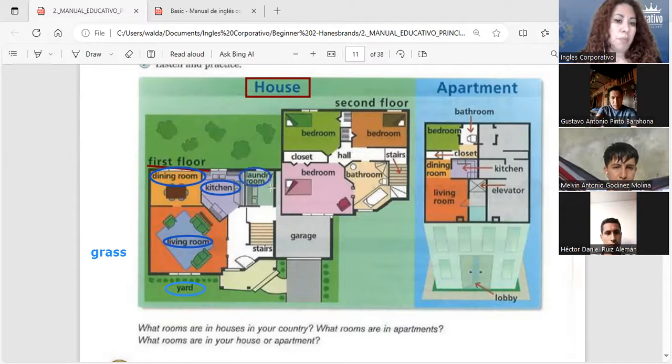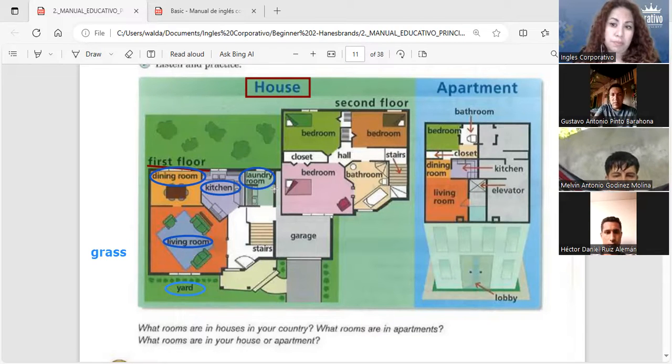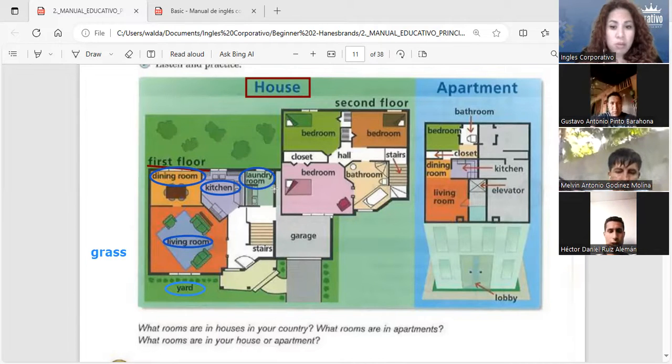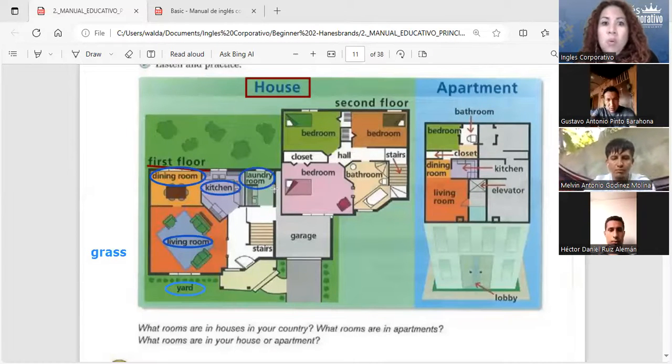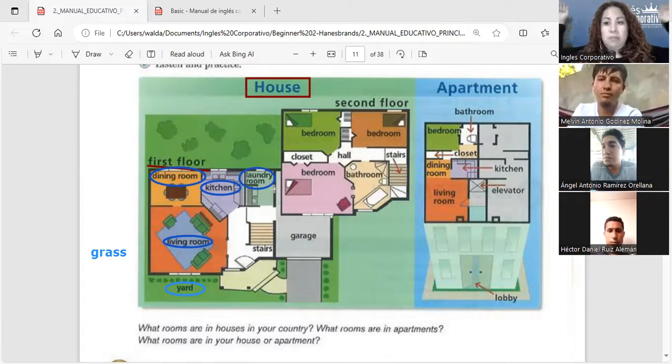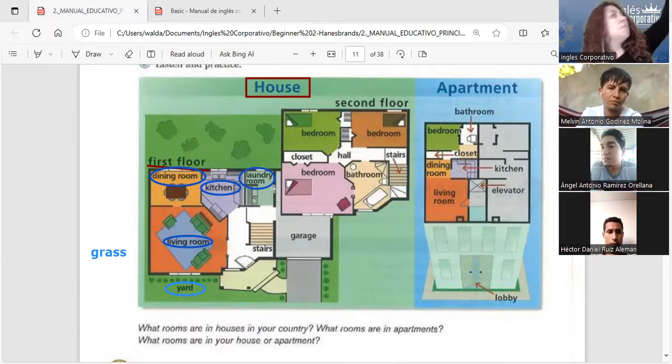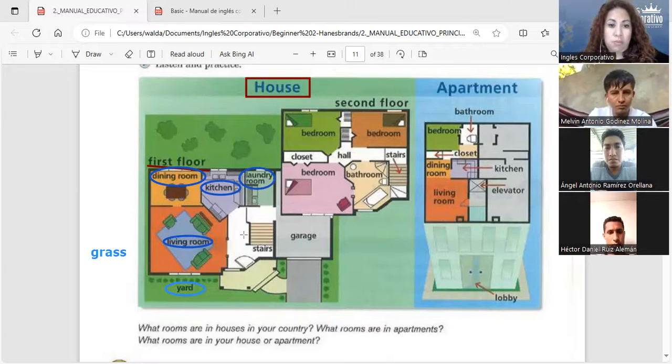And we have a laundry room. Laundry room is a place to wash clothes. Place where you can wash clothes. Yeah. Un cuarto de lavandería. Okay. Then we have the garage. Okay, garage. What is garage?